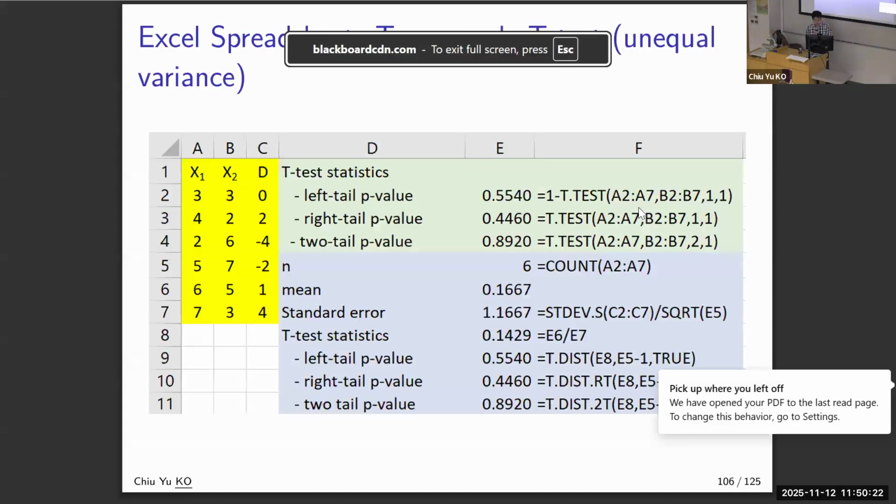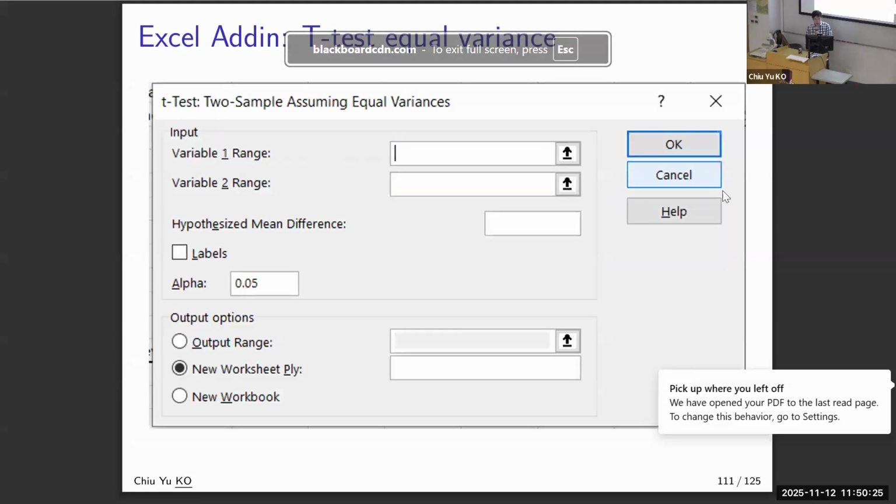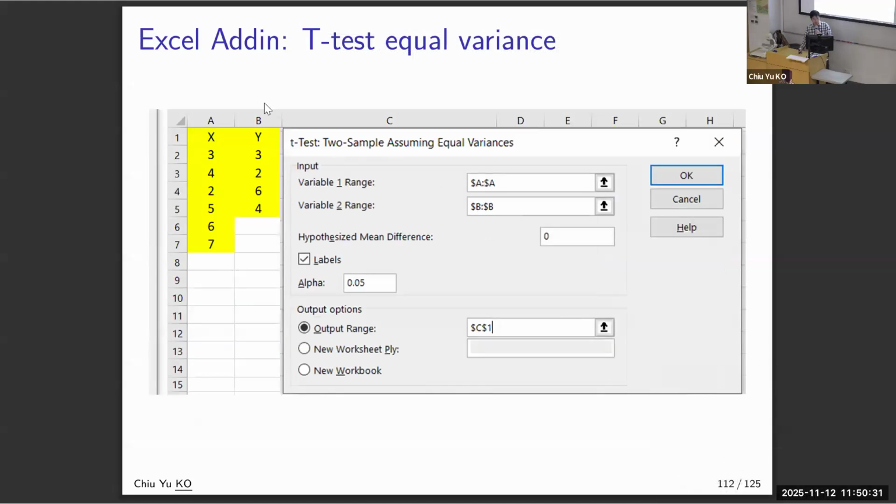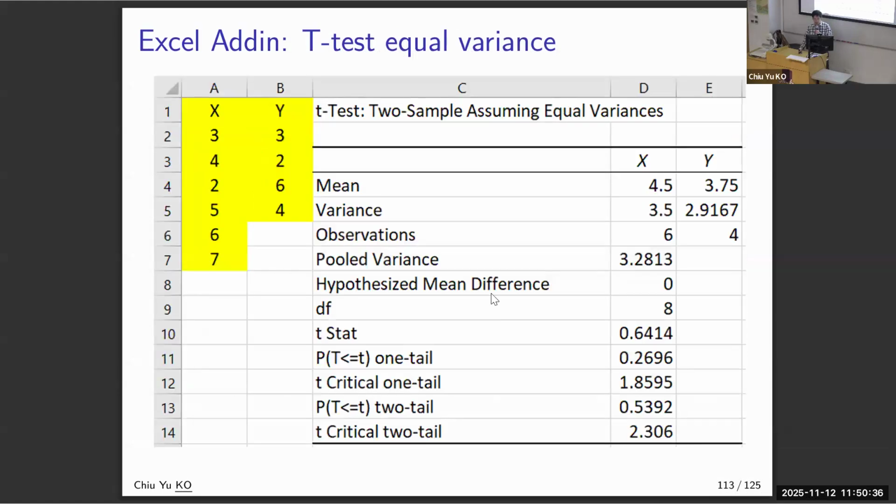So just tell them where the data is, which is column A and column B. You have labeled there the 0, and the alpha is 5%. Then it gives you the result.